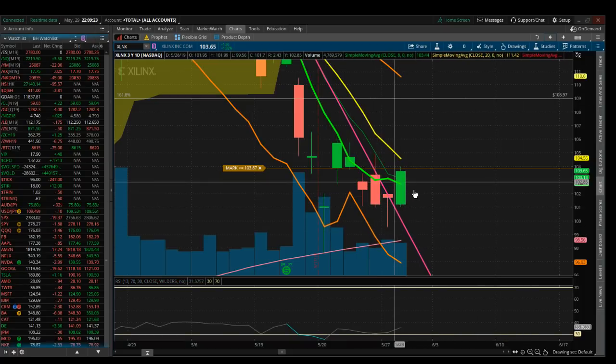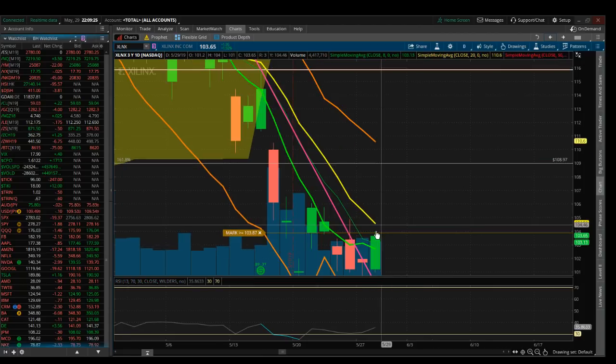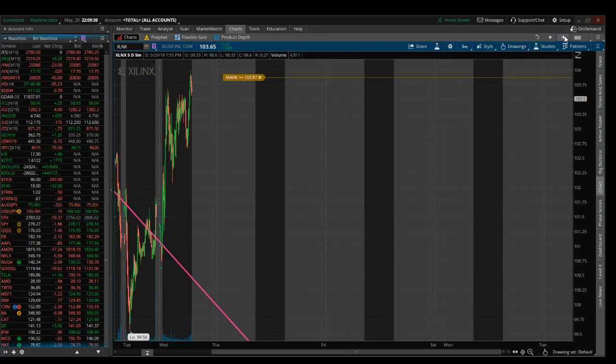So let's see. I like the railroad tracks right here, so it could potentially work its way back up. A lot of nice gaps here. So that is definitely going on the list. I love it. I like it a lot.